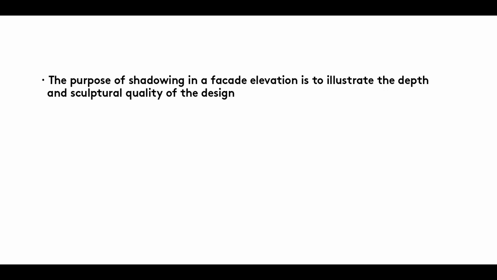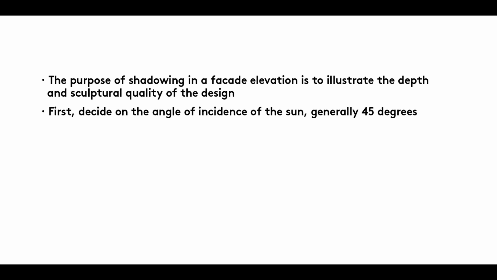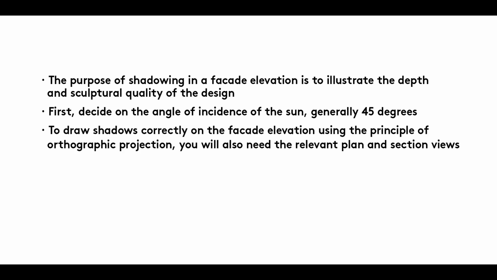Summary. The purpose of shadowing in a facade elevation is to illustrate the depth and sculptural quality of the design. First, decide on the angle of incidence of the sun, generally 45 degrees. To draw shadows correctly on the facade elevation using the principle of orthographic projection, you will also need the relevant plan and section views.